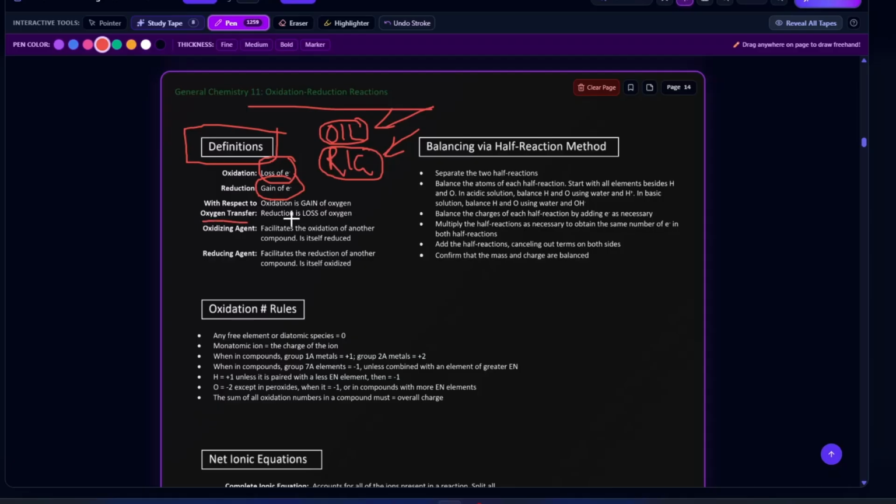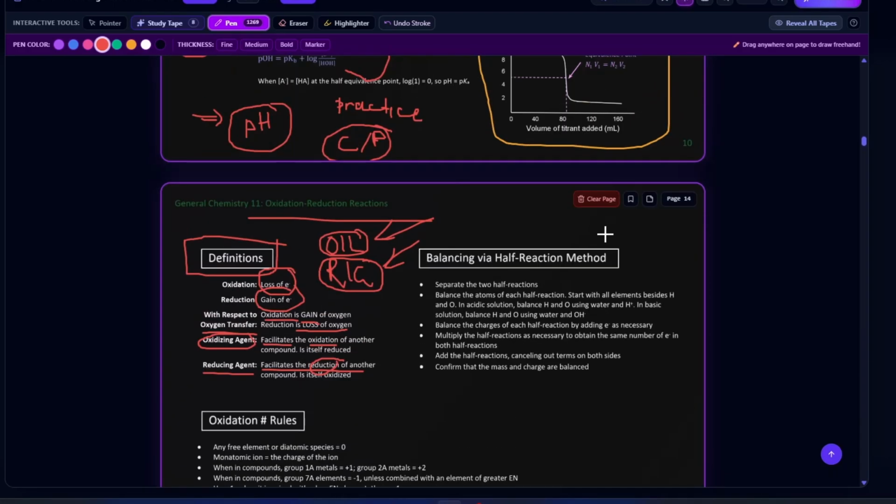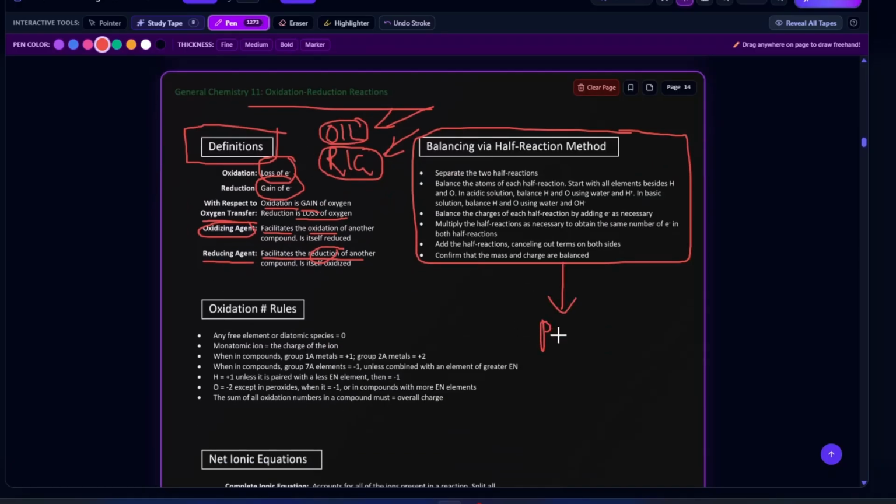And then with respect to oxidation, obviously it's gaining oxygen, right? Reduction is losing oxygen. And an oxidizing agent is the one that facilitates the oxidation of another compound. So it started this up. It's the reason why oxidation happened. And a reducing agent facilitates the reduction, right? So now this balancing by the half-reaction method is important to practice. So this is just giving you the steps. So I just recommend reading this probably once the first time and then going right into practice.